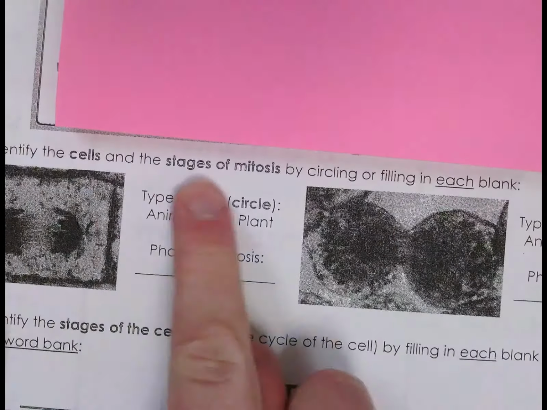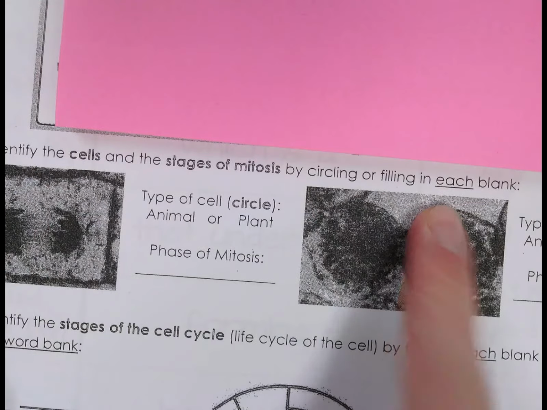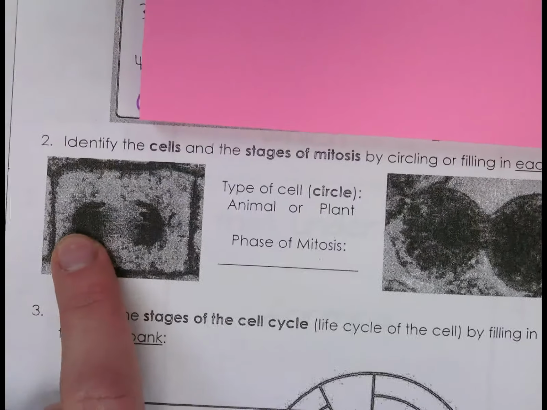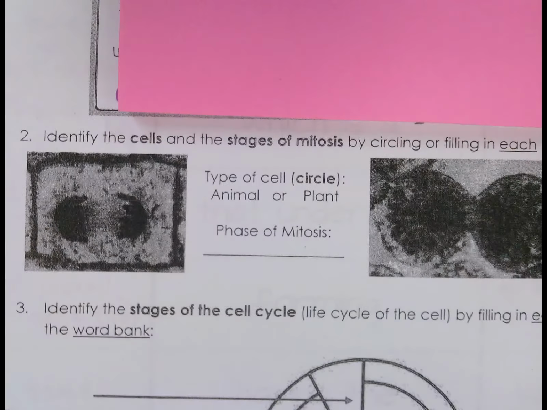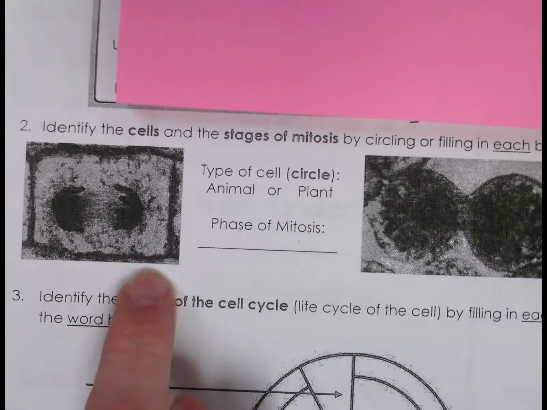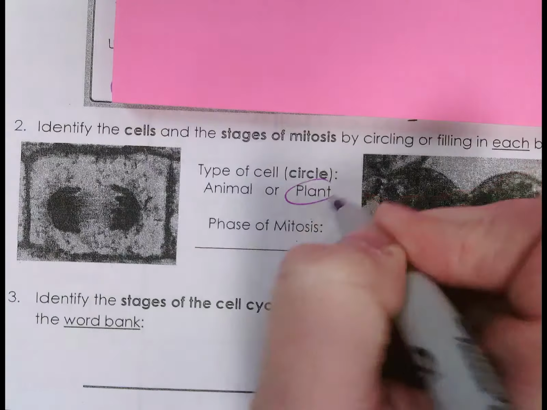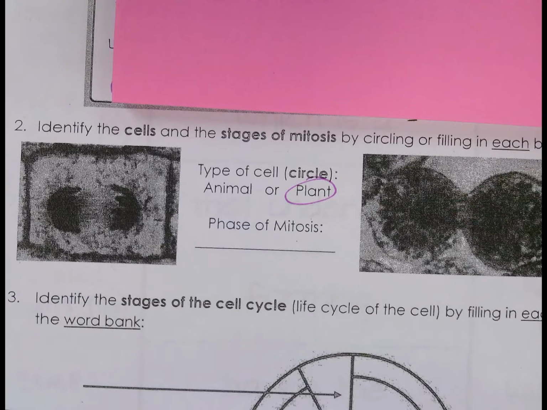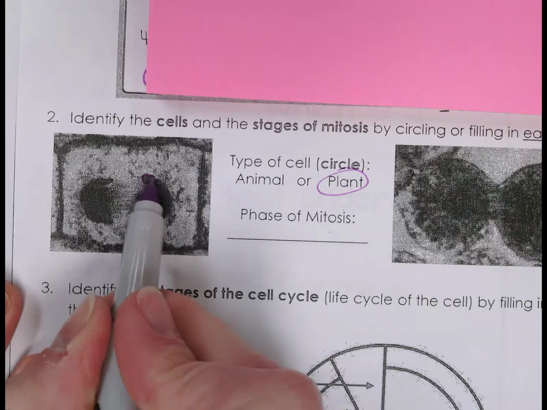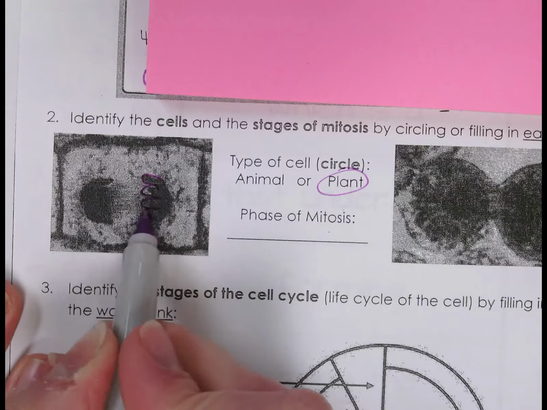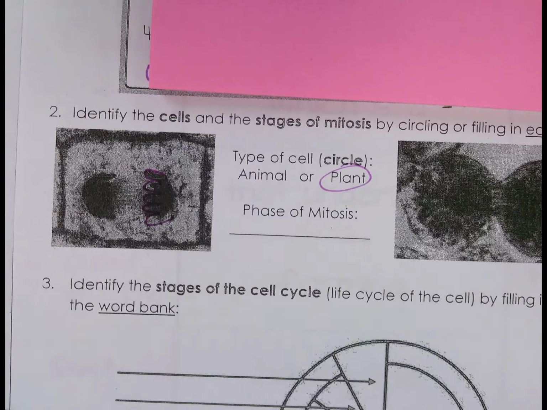It says identify the cells and stages of mitosis by circling or filling in each blank. So looking at this, if it's plant or animal, based on just looking at the box-like structure, that one should have been really easy. This is simply a plant cell. Okay? You don't need to see the colors to know that it's plant or animal. And the phase of mitosis, well, you can assume that each of these little strand things is similar to the, what are those things called? Pipe cleaners that you did in the demonstration.